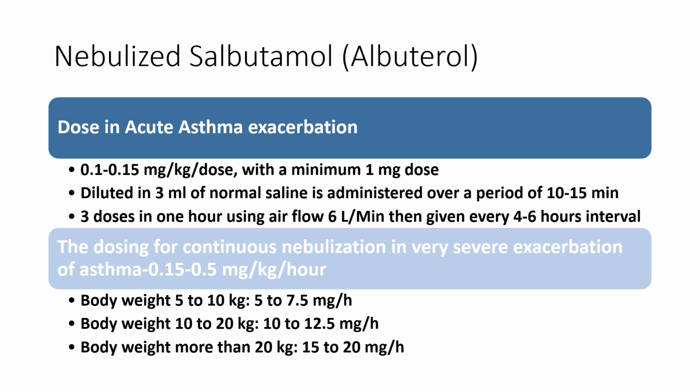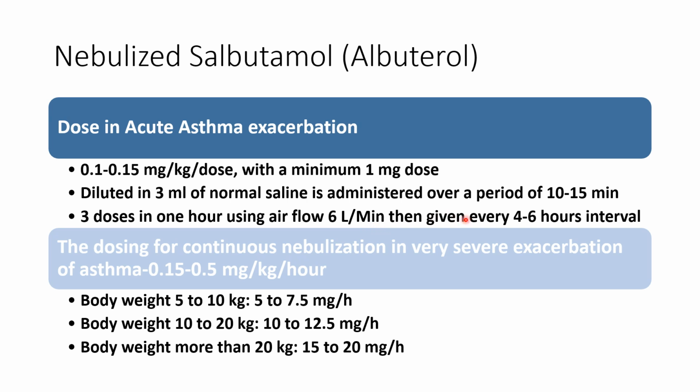Dose of the nebulized salbutamol in acute asthma exacerbation is 0.1 to 0.15 milligram per kilogram per dose, minimum 1 milligram dose, and should be diluted in 3 ml normal saline given over a period of 15 minutes. And we have to repeat a similar dose, 3 doses in 1 hour, using the airflow 6 liter per minute.